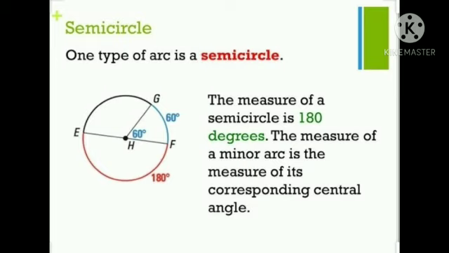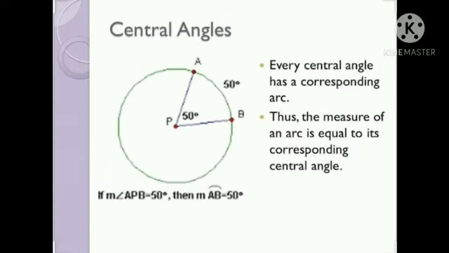Now here you can see that EF is your diameter. What is EF doing? EF is dividing your circle into two equal parts. And what will be the measure of the semicircular arc? The measure of the semicircular arc will be 180 degrees. Understood?